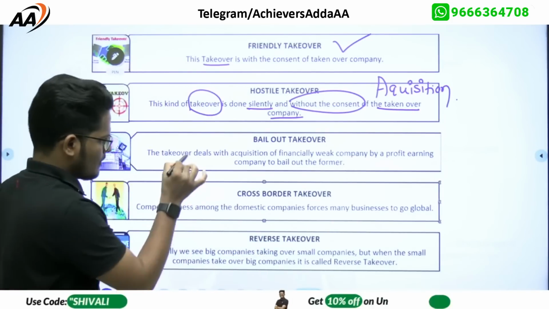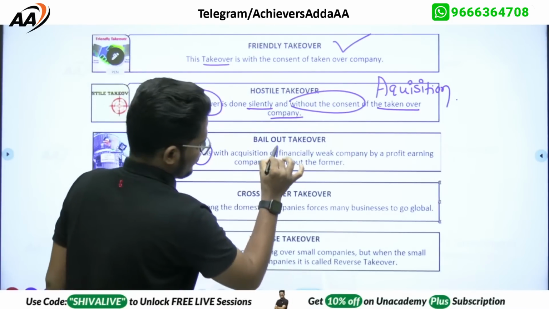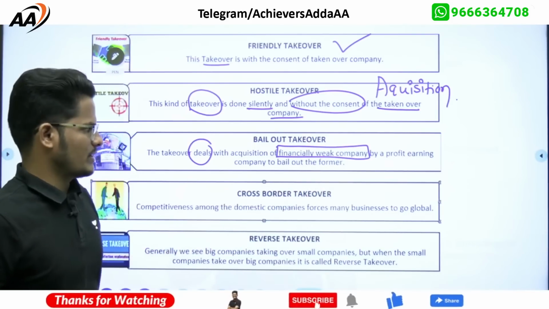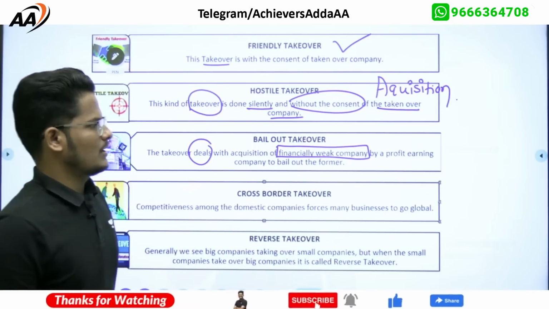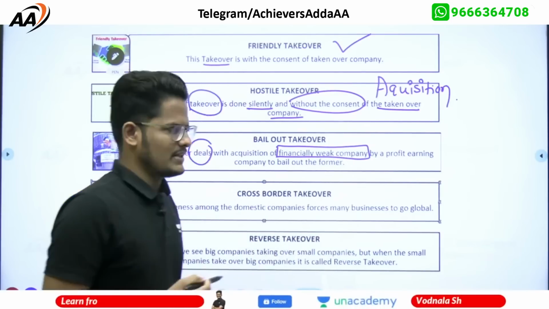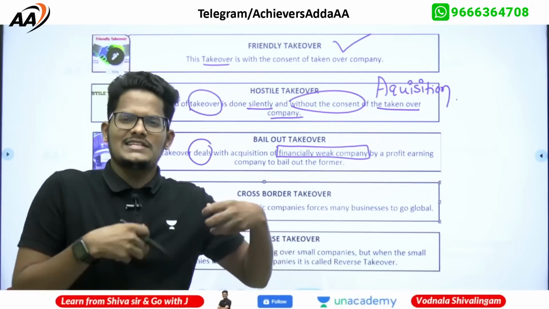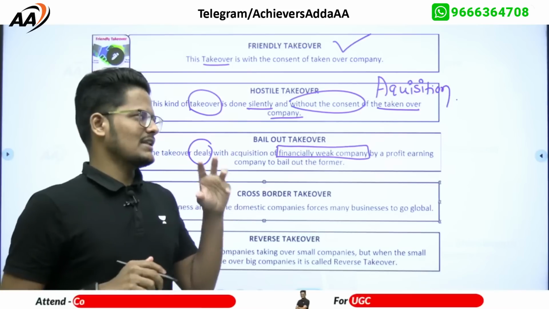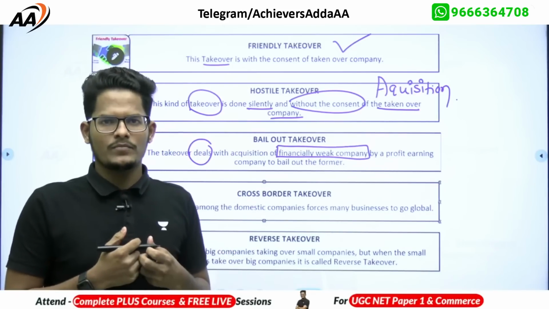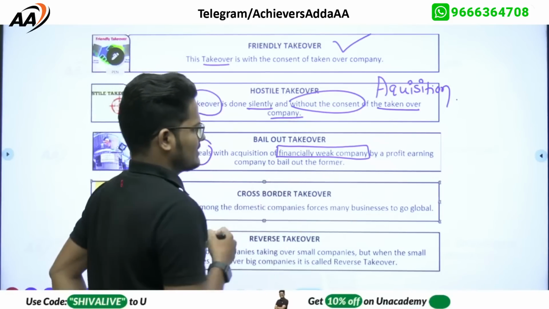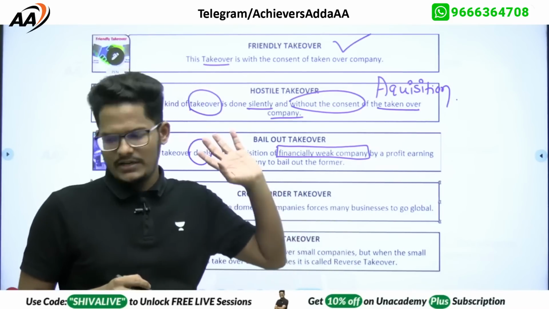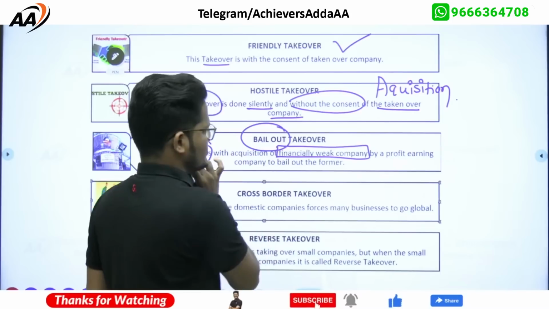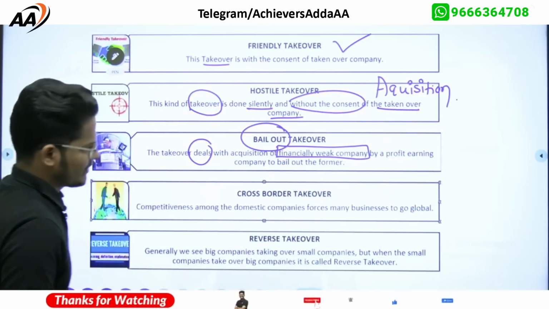Bailout takeover deals with a financially weak company. Acquisition of a financially weak company by a profit-earning company is called a bailout takeover. A financially weak entity will be there, and the acquirer is simply taking an opportunity. Big companies or other profit-making companies try to acquire the other company because their financial position is weak. That comes under bailout takeover. Their financial position is very weak, that is why they are trying to acquire that company.